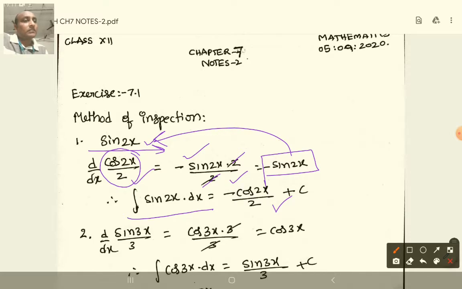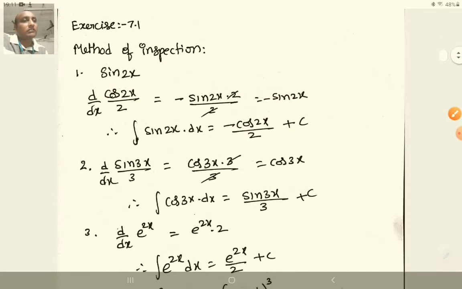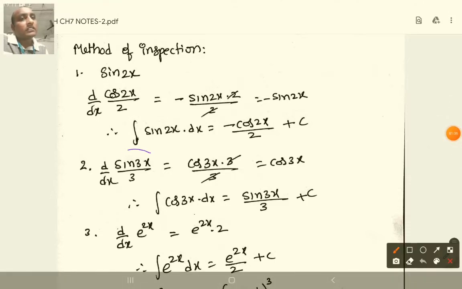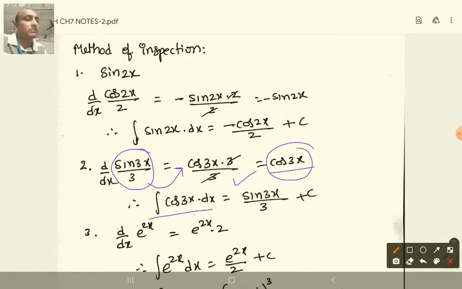Similarly, the second question, they are asking us to find the antiderivative of cos 3x. What is the antiderivative of cos 3x? To do that, first I have assumed a function which is sin 3x by 3. Its derivative is cos 3x into 3 divided by 3, which is cos 3x. So integration of cos 3x dx is equal to sin 3x by 3 plus c.